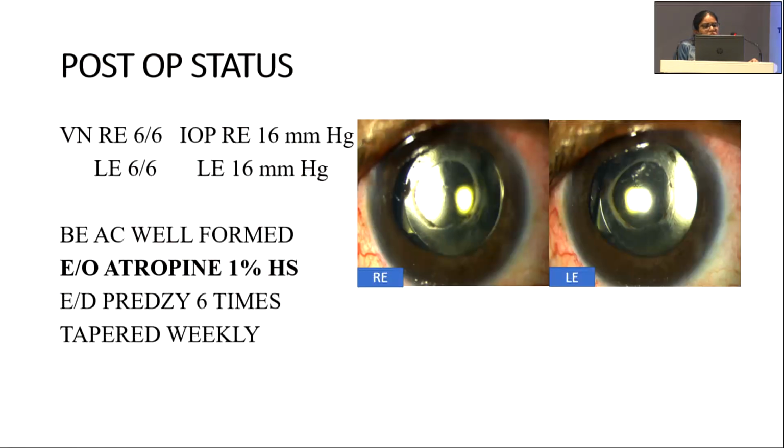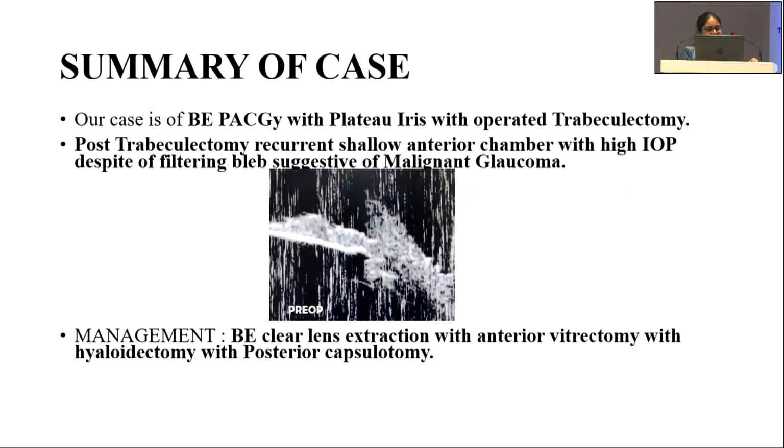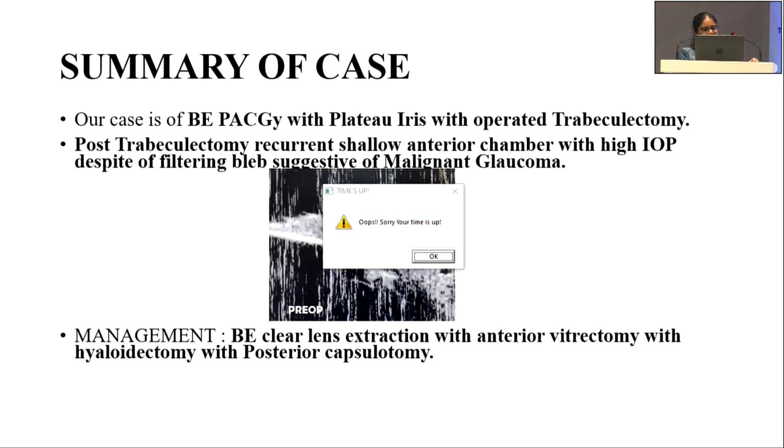So post-operatively, the vision was 6/6 in the left eye. We did the same management in the right eye also. The IOP was controlled, AC was well formed, and we kept the patient on atropine eye ointment 1% HS. So a summary of the case: both eye primary angle closure glaucoma in young with plateau iris, with operated trab, post-trabeculectomy recurrent shallow anterior chamber with high IOP despite filtering bleb, suggestive of malignant glaucoma. So we did both eye clear lens extraction with anterior vitrectomy with hyalodectomy with posterior capsulotomy.